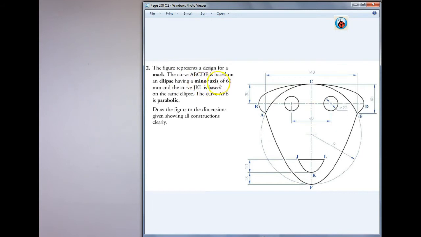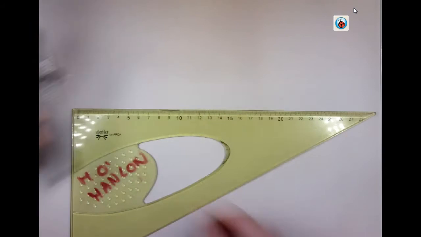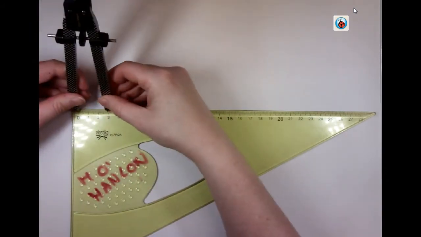ellipse having a minor axis of 60. So we know that the distance from here to here is 30. We're being told that our minor axis is 60, so we're going to put 30 on our compass. Now we are not given the major axis. Okay, so we're going to start off with that. So I'm going to start off, I'll get my compass, put 30 onto my compass. And when I get my 30, I'm going to draw it.